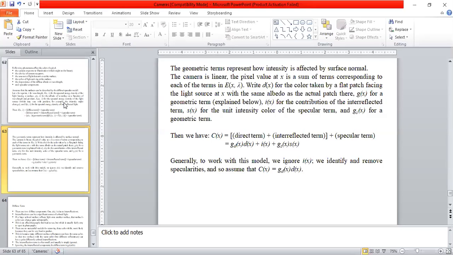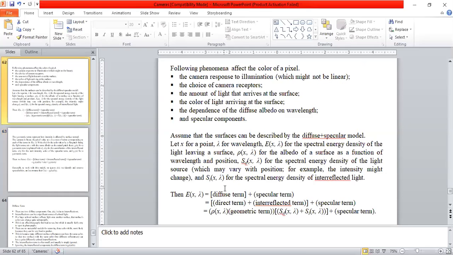So the three terms here are diffuse direct, interreflected, and specular. The direct term plus this interreflected term can be mathematically represented as rho of x comma lambda. The rho is nothing but our albedo, multiplied by a geometric term, because we also discussed that the reflective power will not only depend upon the property of the surface, but also the geometric nature. That's why we have the geometric term.